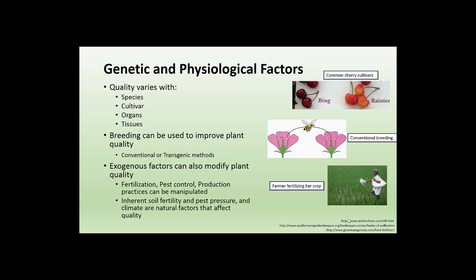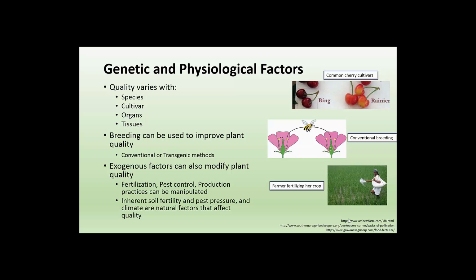Genetic factors determine plant quality also. Variation in plant species and cultivars gives rise to variation in quality. For example, certain cultivars of cherries are sweeter than others and consequently preferred by consumers for fresh fruit. Also, the different plant organs and tissues of a plant product have differing qualities. An example of this will be the differing levels of nutrients and essential amino acids in the bran versus the endosperm of cereal grains. To improve quality, both breeding and exogenous factors can be used and manipulated.